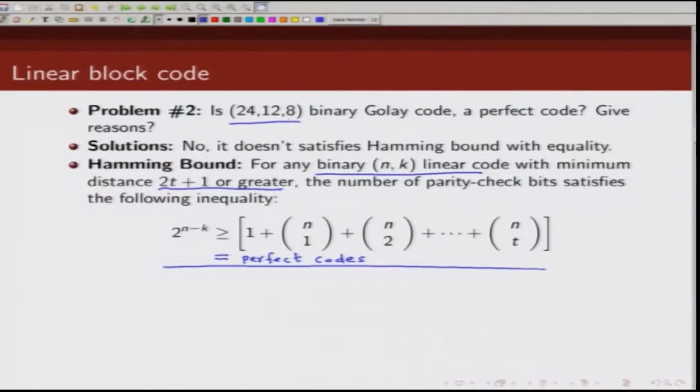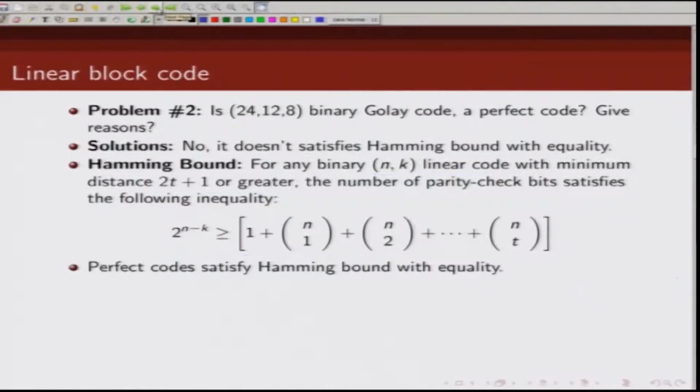The minimum distance is 8. Now, what would be the error correcting capability of this code? This will be the floor of (d min minus 1) by 2. In this case it is (8 minus 1) by 2, so this is a triple error correcting code. The (24, 12, 8) Golay code can correct 3 errors. So, t for this code is 3.